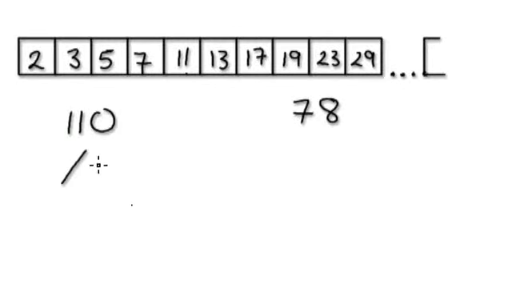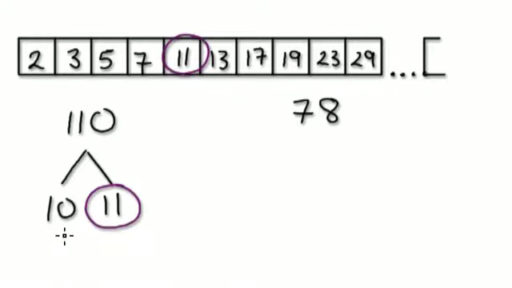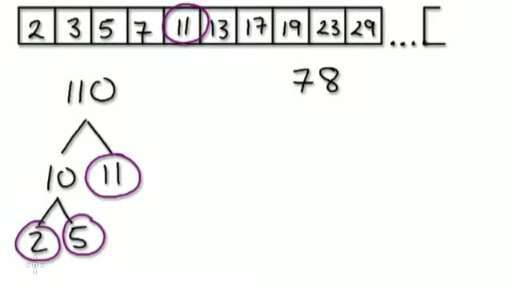Okay, so let's try and break this up as, let's say, 10 times 11. Well, 11 here is a prime, so we know that this is a prime. Okay. Well, 10's not a prime. We can break 10 up as a 2 and a 5. So these are your primes.